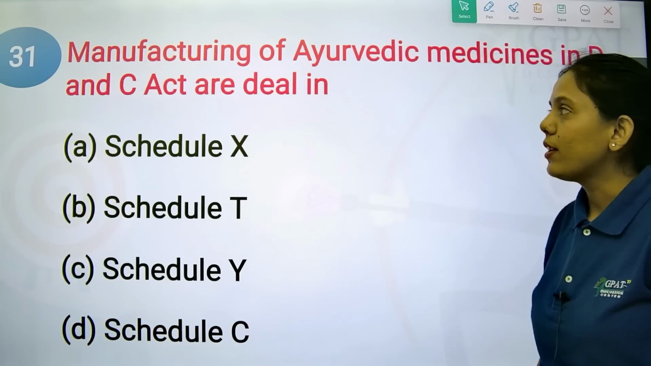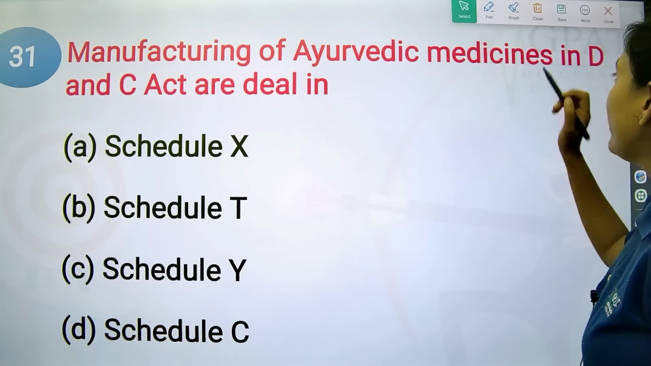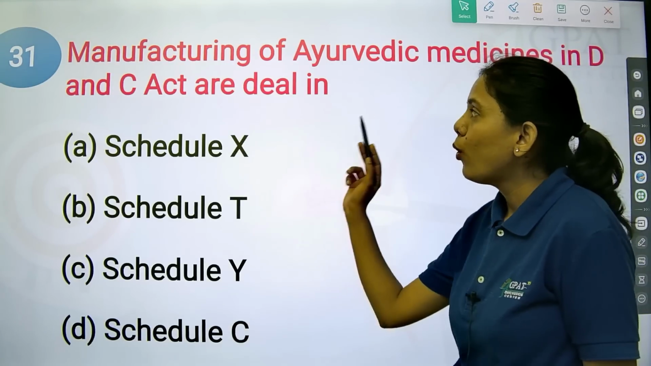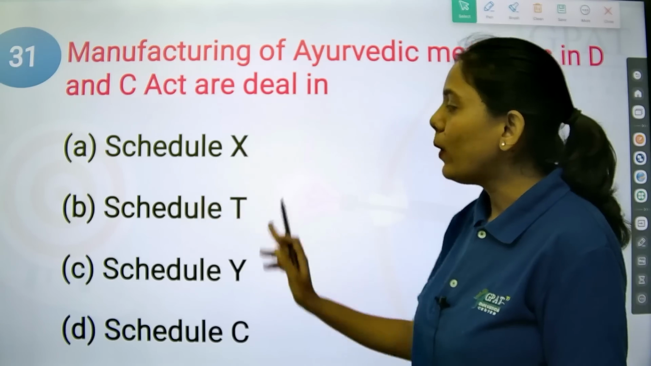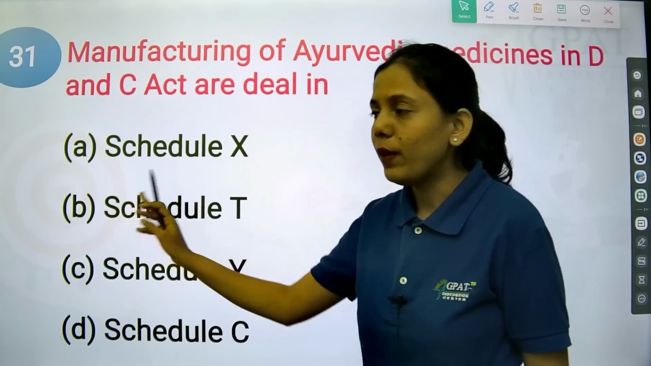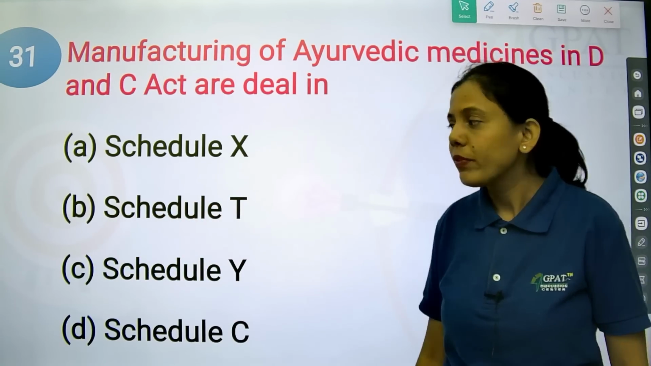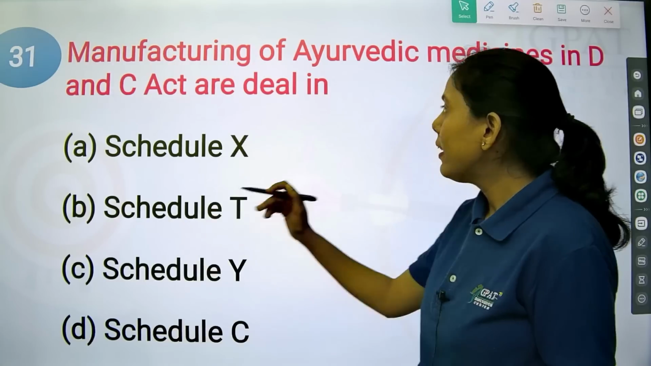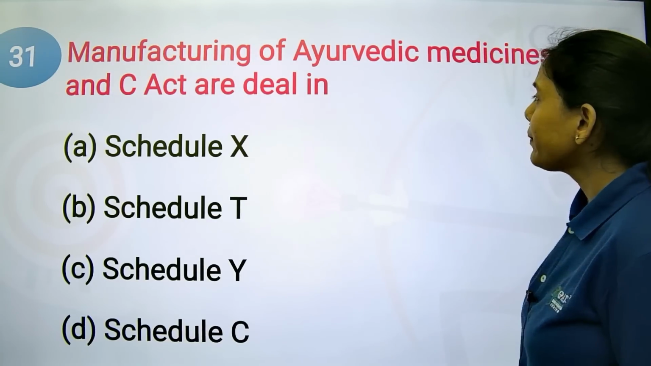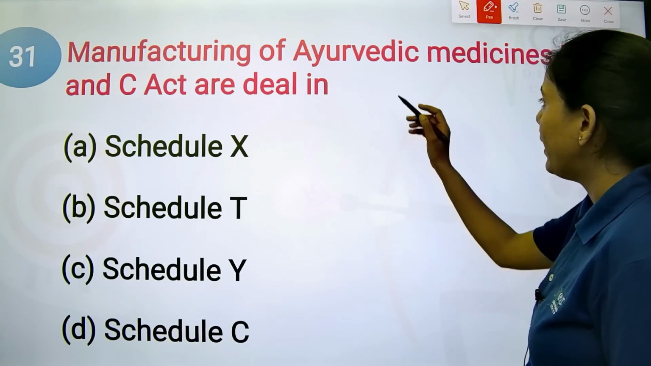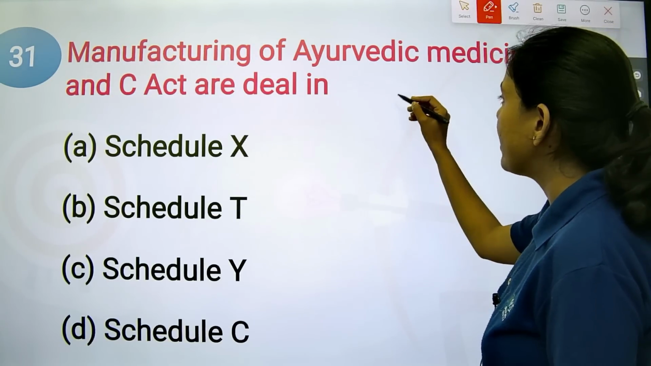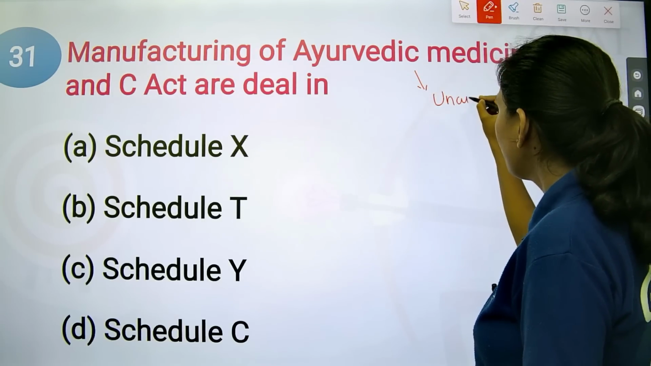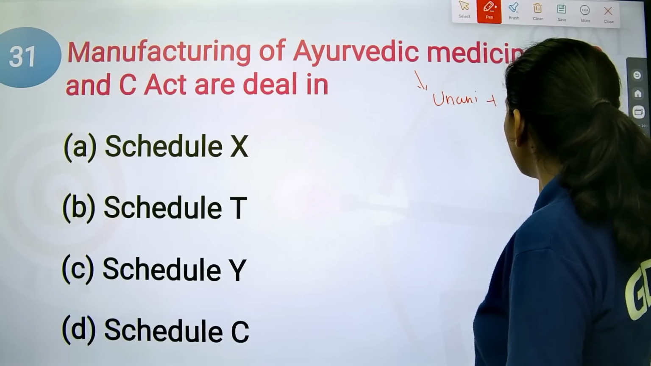The next question is, manufacturing of Ayurvedic medicine in the DNC Act is dealt in which schedule? Option A is Schedule X, option B is Schedule T, option C is Schedule Y, option D is Schedule C. Basically, this is about manufacturing of Ayurvedic medicine, not only Ayurvedic medicine, but Ayurvedic plus Unani system plus Siddha system.